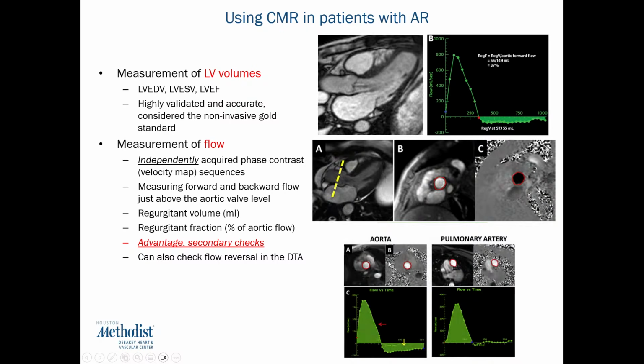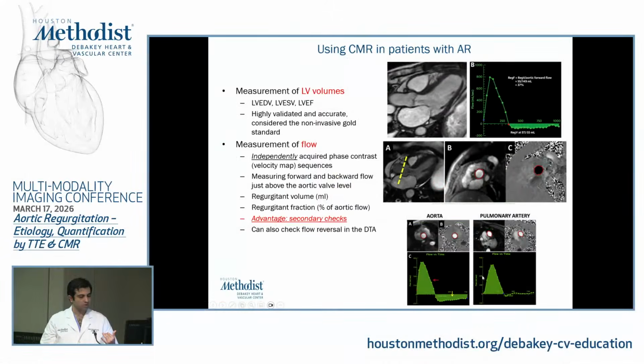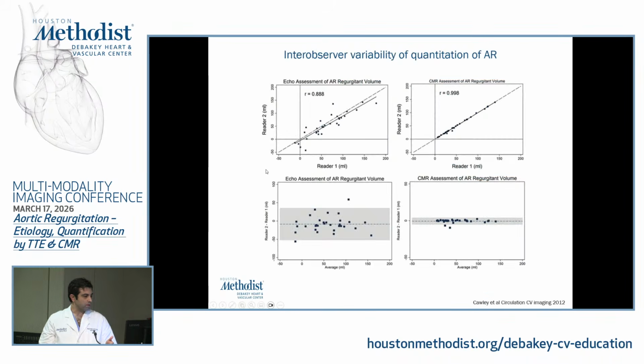Just like we do on echo, you can compare the flow in the aorta versus the flow in the pulmonary artery as a secondary check, and this really gives an advantage to MRI because you have multiple ways of checking this and verifying that your measurements are correct. And as a result, these are highly reproducible. Unless there's an issue with the acquisition, all you're doing is drawing a circle. So you can get within 4 to 5 cc's if you give the same study to 10 people. And as you see here, compared to echo, the inter-observer variability is very small compared to echo quantitation.